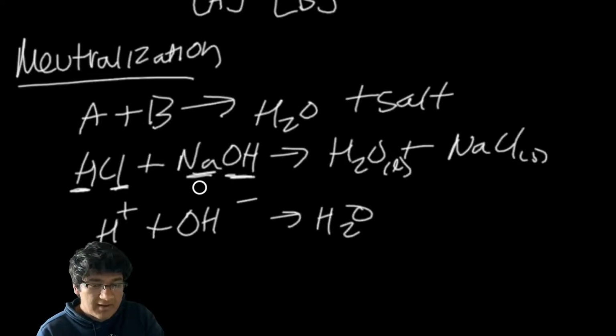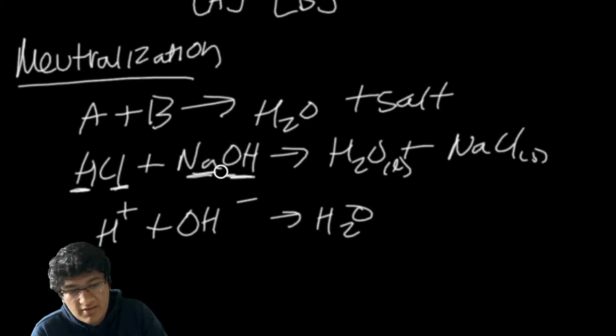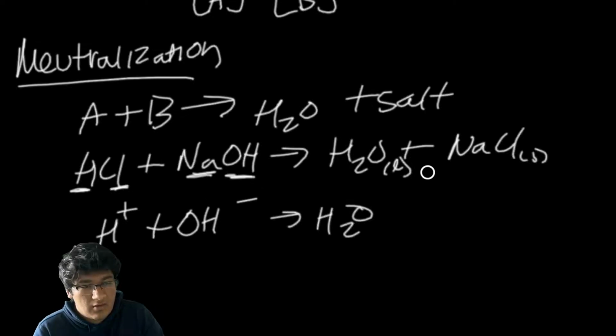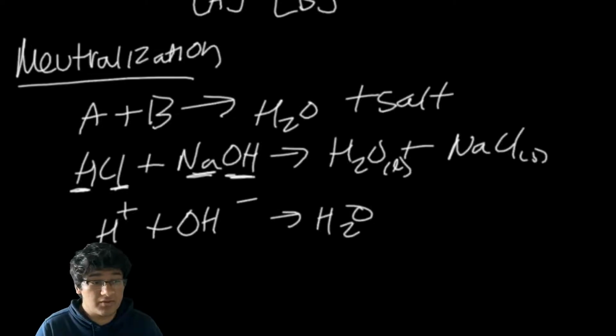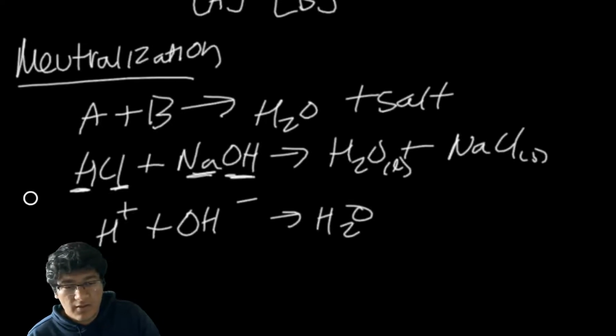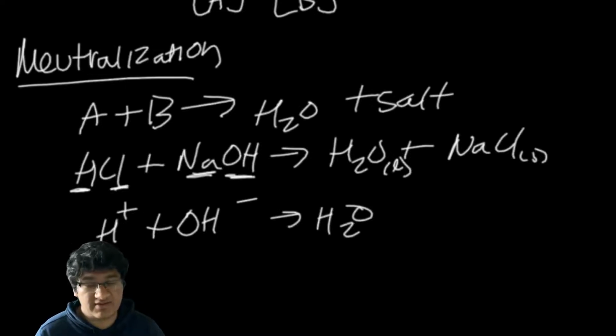Why am I writing it like that? Because that's really what's changing, the only thing that's changing. Cl and Na are present on both sides, and they can both dissociate or ionize, which means there's no real change in them. However, H and OH are on the reactant side but not on the product side, which means that's the only thing that's really changing.